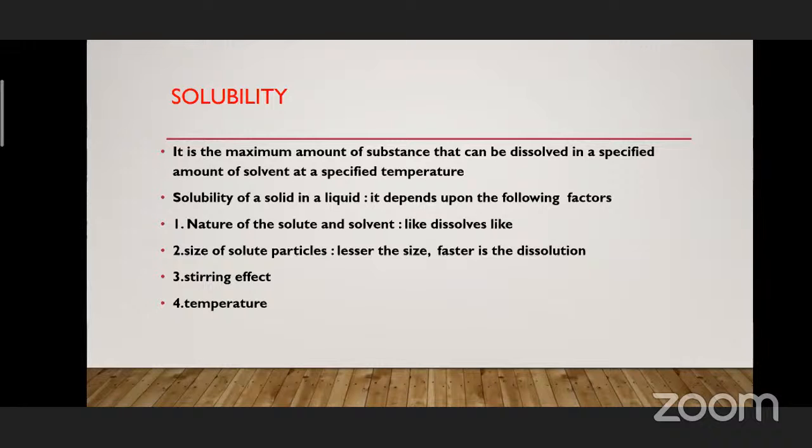Hello students. Yesterday we saw the session about solutions, right? We discussed what a solute is, what a solvent is, and the different types of solutions depending upon the solute and the solvent. Also we discussed the methods of expressing concentration. What is concentration? It is the amount of solute present in a given volume of solution. Now we will see the continuation of the chapter, that is solubility.